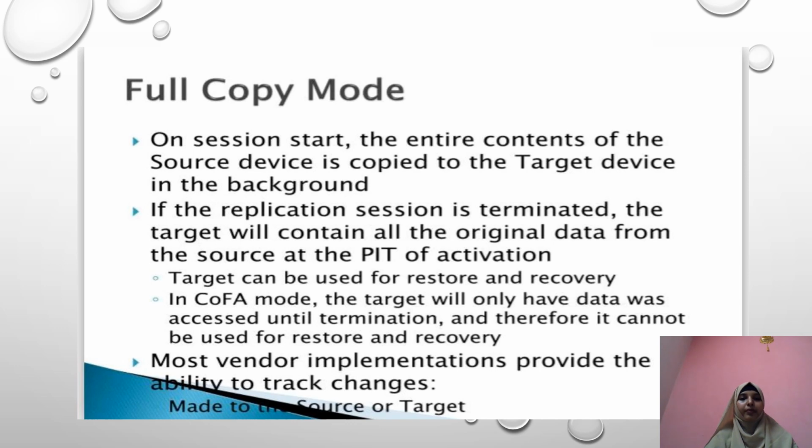Full copy mode: on session start, the entire content of the source devices is copied to the target devices in the background. If the replication session is terminated, the target will contain all the original data from the source at the PIT of the activation. The target can be used for restore and recovery. In copy on first access mode, the target will only have the data that was accessed until the termination. Therefore, it can be used for restore and recovery.